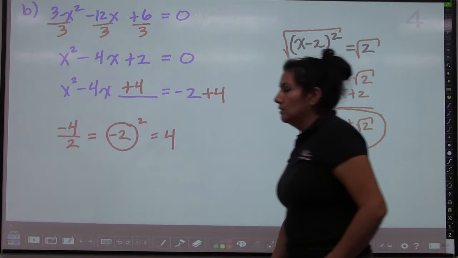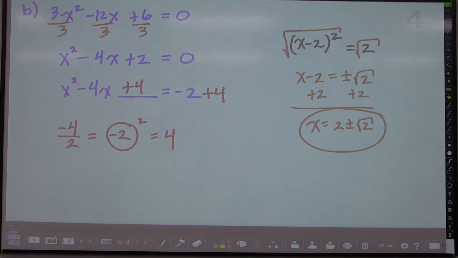So when you have a coefficient in front of x squared, the only added step is that you have to divide by that coefficient throughout the whole problem to get what you want there.